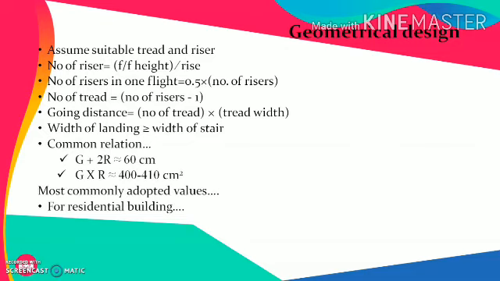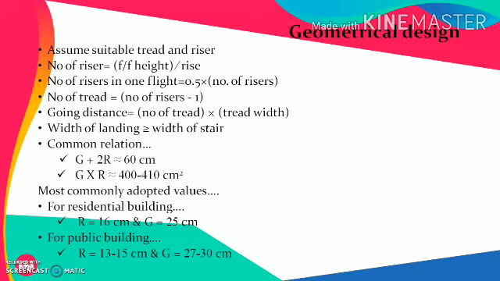Most commonly adopted values for the going or tread and risers are as follows. For residential building, the riser is generally 16 cm while going or tread is around 25 cm. While in case of public building, the riser is provided in a range of 13 to 15 cm while going is provided in a range of 27 to 30 cm. So these are the certain assumptions which are helpful for designing the geometrical design of the stair.